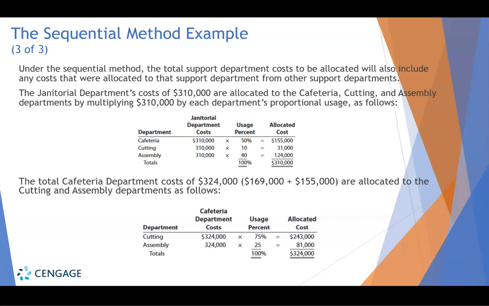Here you see the janitorial costs of $310,000 get allocated to the cafeteria, cutting, and assembly departments, and they do that by taking the total costs by each of the departments' percentage. But the total cafeteria department costs of $324,000 are allocated to the cutting and assembly departments, shown here based on the applicable percentage of employees.